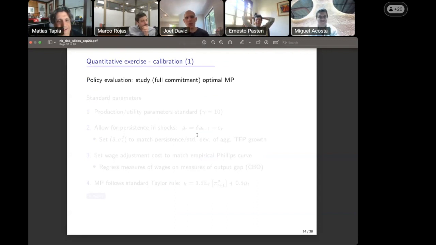Okay. So turning to the quantitative exercise, what I'm going to do here is depart from the simple rule that I showed you and assume a monetary authority that has full commitment. Okay. I'll talk a bit more about commitment if I have time. It's going to be having commitment is crucial. Having full commitment is not.